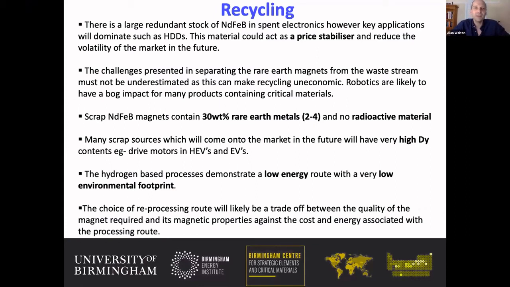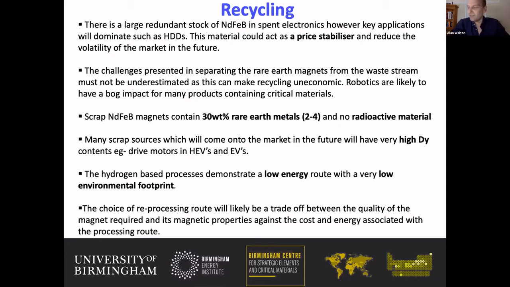The challenges for separating the materials shouldn't be underestimated. One of the big costs really for recycling is how you separate the material from the components in the first place. Scrap magnets only contain typically 2 to 4 rare earths, and it's about 30% rich in these rare earth elements. That's far higher than you would dig out of the ground. And the other thing which I failed to mention earlier is that a mined source of rare earths often contains radioactive elements. And obviously you avoid that from a recycled source.